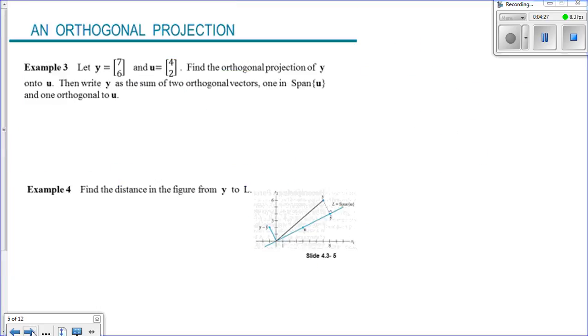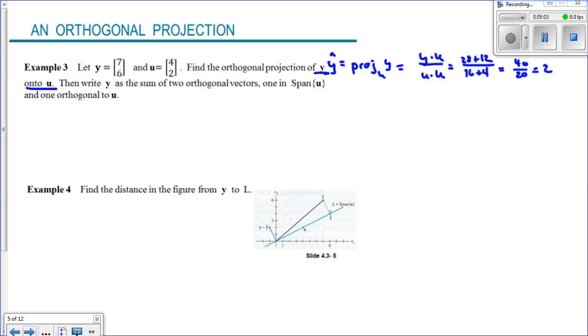Okay, so I've got two vectors, y and u, and I want to find the projection of y onto u first. The projection of y onto u, we'll just call that y hat, is y dotted with u over u dotted with u. Well, y dotted with u will be 28 plus 12. U dotted with itself will be 16 plus 4. So that's 40 over 20, which is just equal to 2.